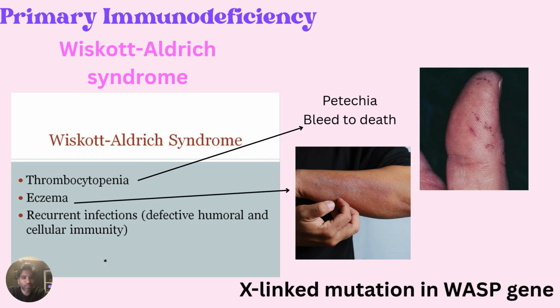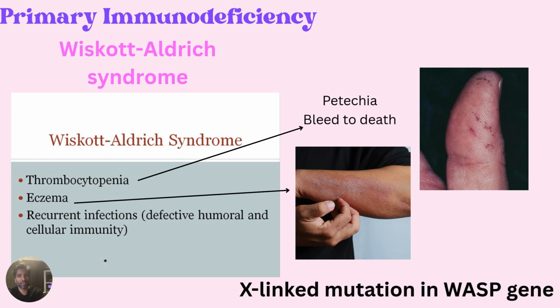Again, this is something you just got to memorize. Okay, thrombocytopenia. You get petechiae, little dots. And then eczema, where you get a little skin rash, and recurrent infections, humoral and cellular. So humoral is B cell, cellular is T cell immunity. Okay, and this has to do with the X-linked mutation in the WASP gene. Again, something dumb you just have to memorize.